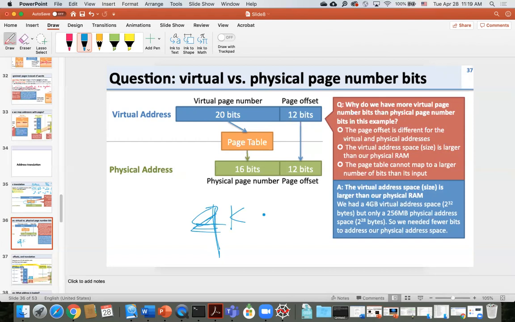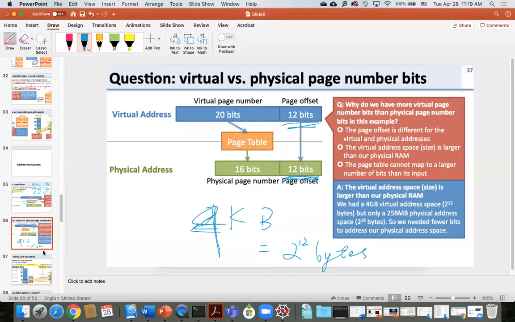So the 4K bytes here means each page has 2 to the 12th different locations, because 1K is 2 to the 10th power, so 4K will be 2 to the 12th power. If we have 2 to the 12 different locations inside each page, that actually means the lower 12 bits cannot be mapped, and you do not need to do the mapping. You do not need to translate the lower 12 bits.